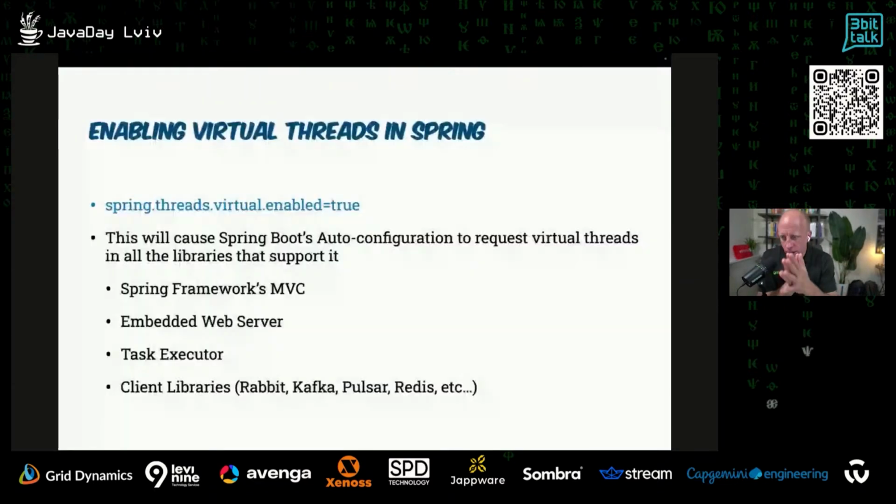So we'll talk about enabling virtual threads. The important thing to understand here is that when we enable virtual threads, this will cause Spring Boot's auto configuration to request virtual threads in any library that supports it. So Spring MVC is one of those, right? If you create a controller and handle a request in a controller, it's now enabled to use virtual threads. This doesn't mean that every single piece of your code is now ready for virtual threads, right? It's wherever it supports it. So the web server, the embedded web server, task executors, client libraries like Rabbit and Kafka and Pulsar.